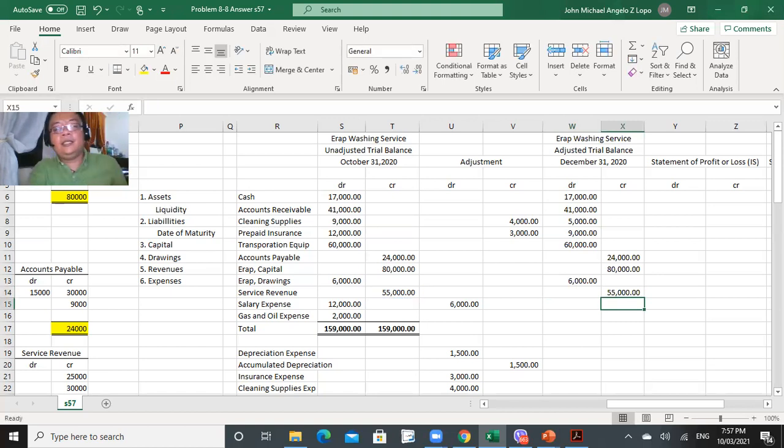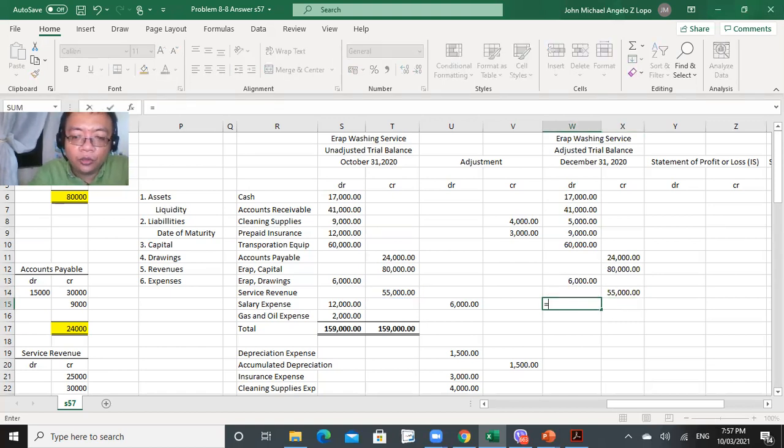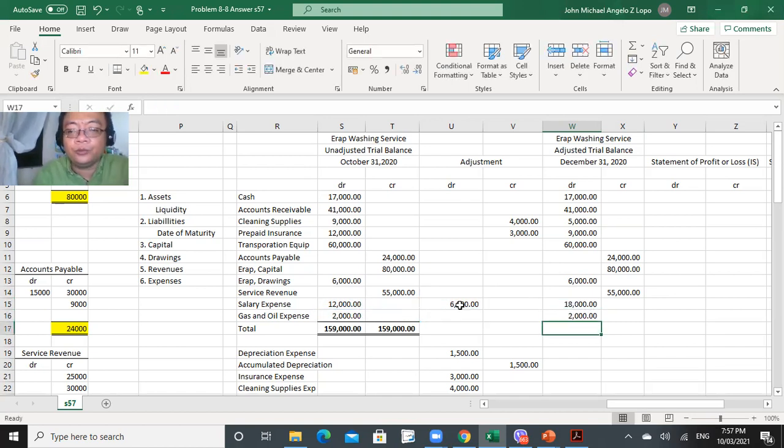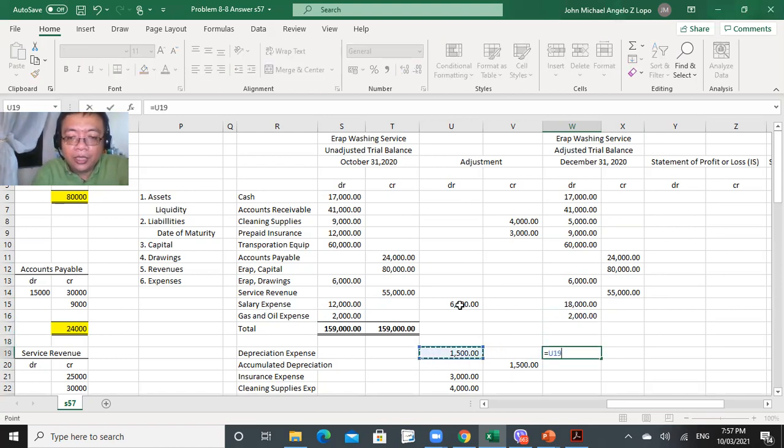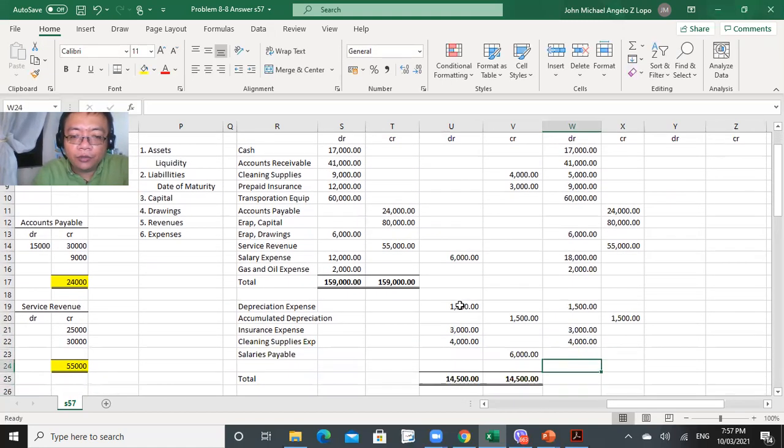All right. Then salaries expense. You have 12. Take note, debit 12, debit 6. So this is what you call adding: you add both the debits, 12 plus 6, you have 18,000. You have gas and oil of 2. Also your depreciation, debit 10. Also insurance expense, cleaning supplies, and you have your salaries payable of 6,000.